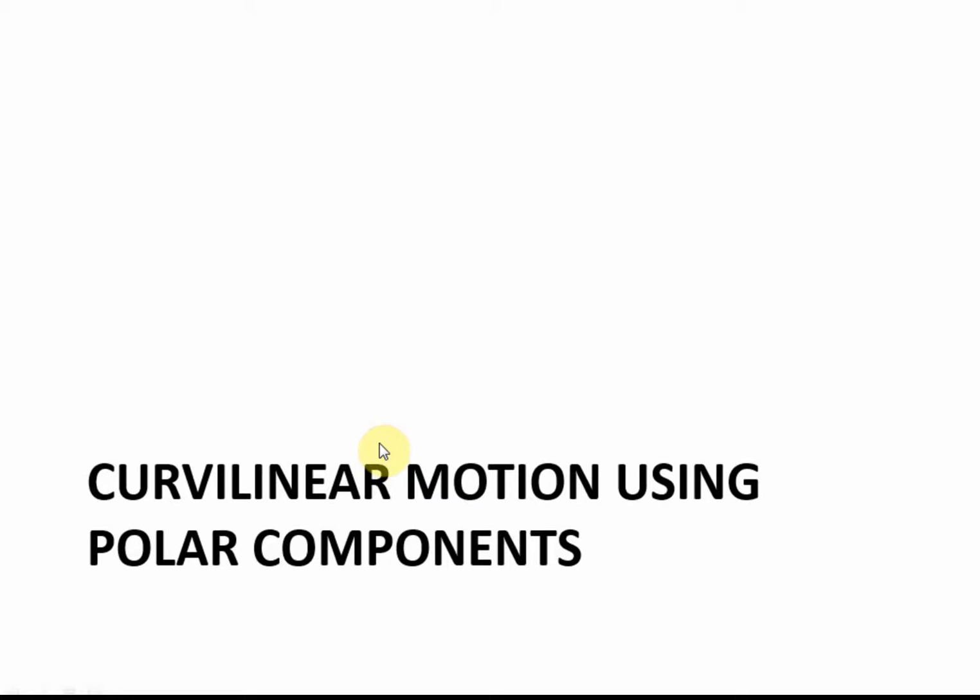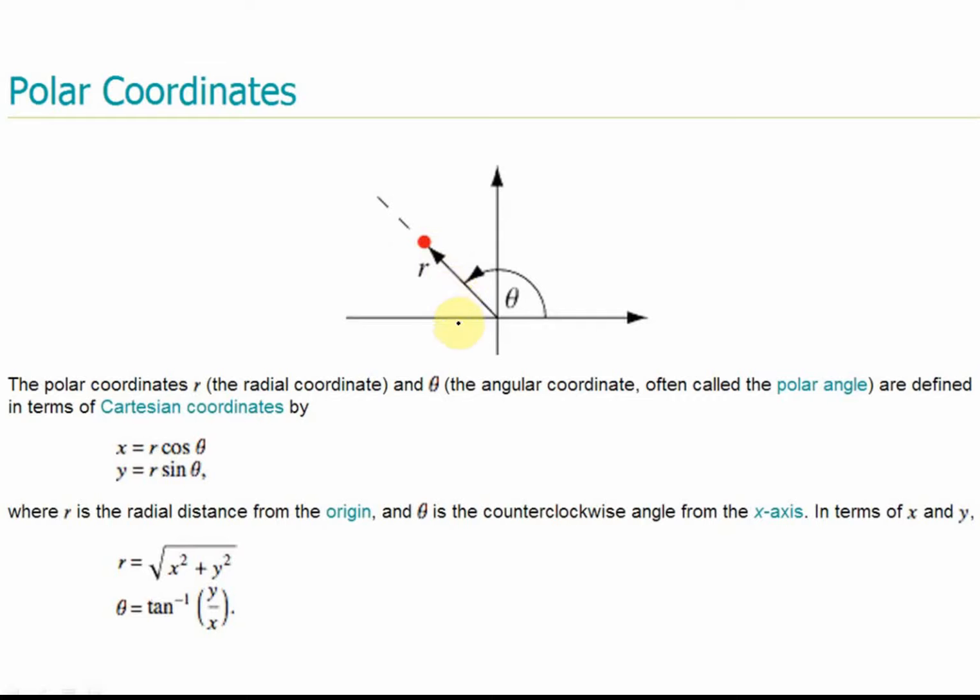Here I'm going to talk about how we analyze or describe curvilinear motion using polar components. So what is a polar component? The polar coordinate system is this one. Instead of using x or y to describe the position of any object here, we are going to use the distance from the origin to that point, using this radial direction, and this theta, the angle from your reference line to the radial line.